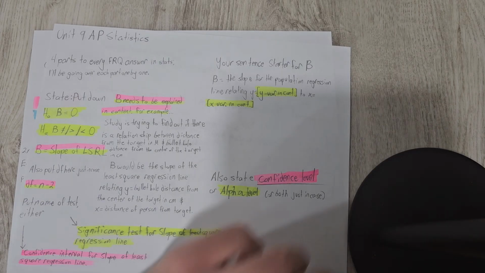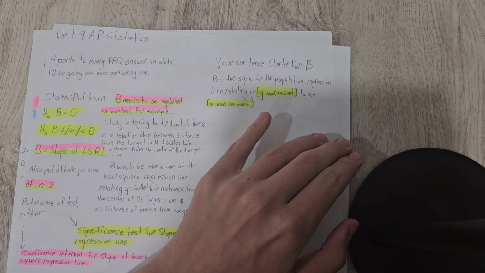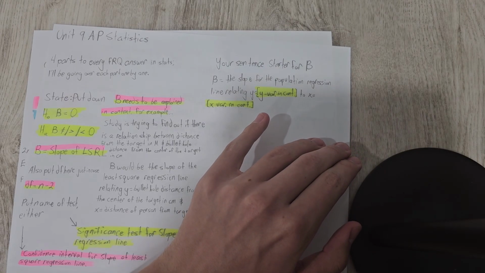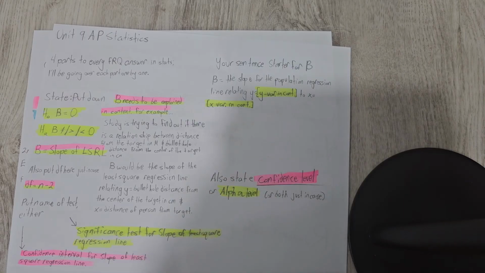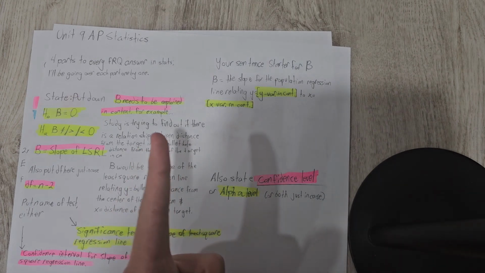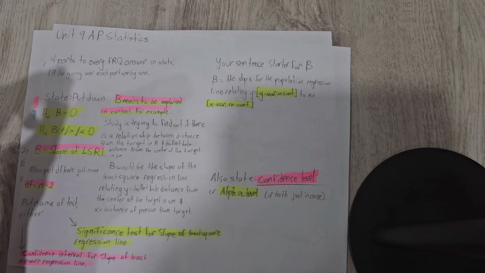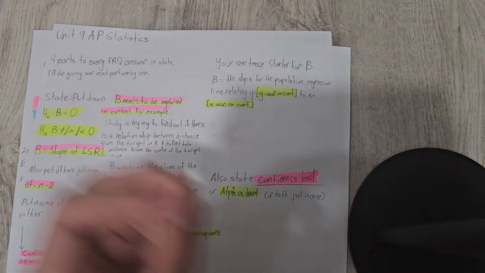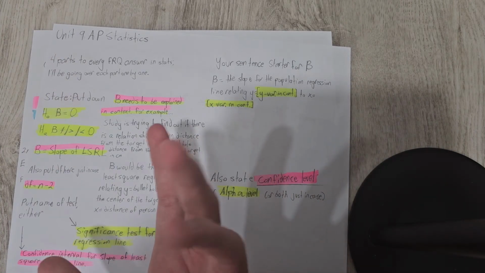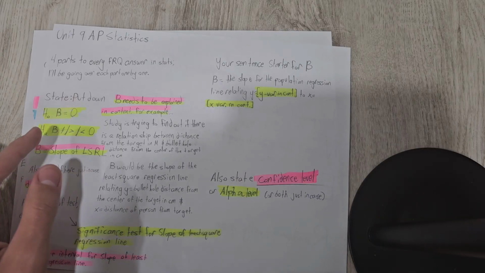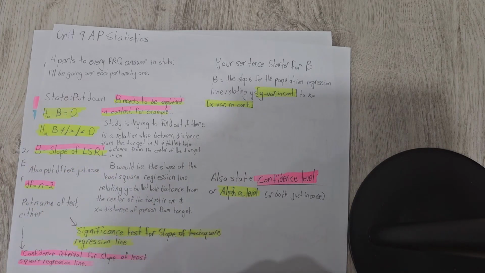So your sentence starter for slopes, or for B, would be: the slope for the population regression line relating y is equal to the y variable in context to x is equal to the x variable in context. So, for example, we have a study trying to find out if there's a relationship between distance from the target in meters and bullet hole distance from the center of the target in centimeters. If I'm shooting my gun really far away from a target, my bullet hole will most likely be farther away from the center. So the study will probably have a hypothesis saying that B is less than 0. You have a negative relationship.